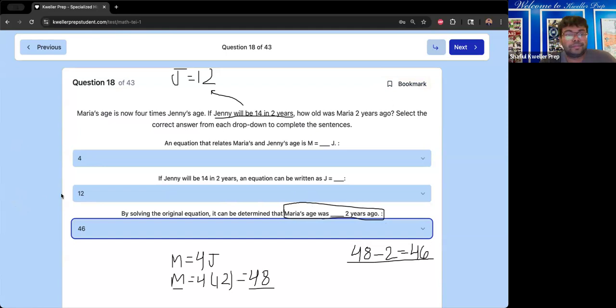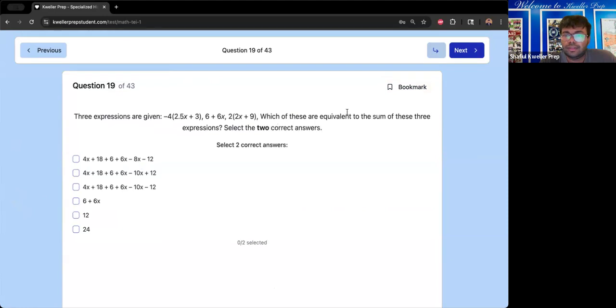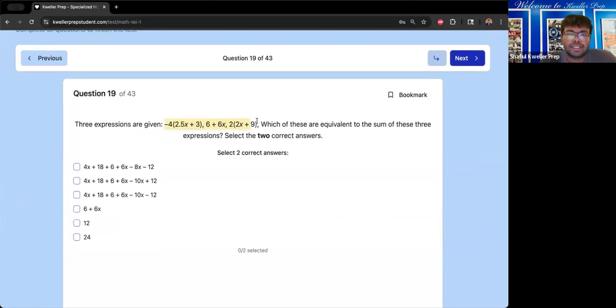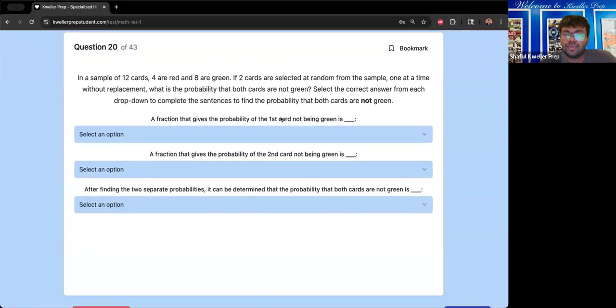Okay, let's go to the next one. I'm gonna skip this one. We did something similar to this. You just have to write out the expressions and then solve. Just in the interest of time, I'm gonna go through.